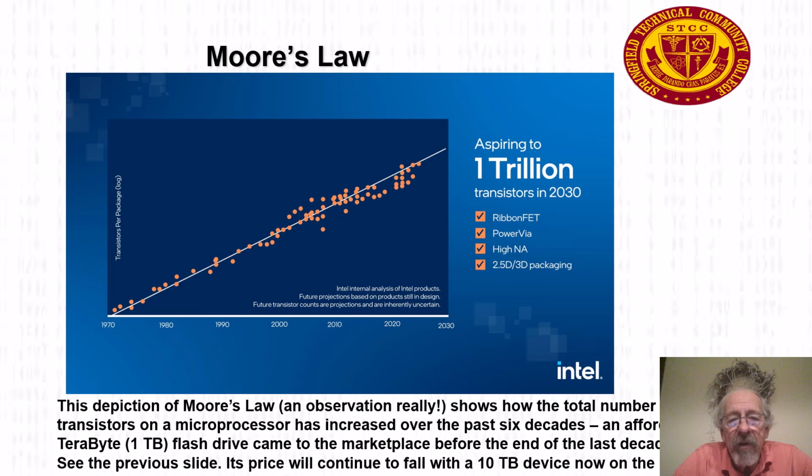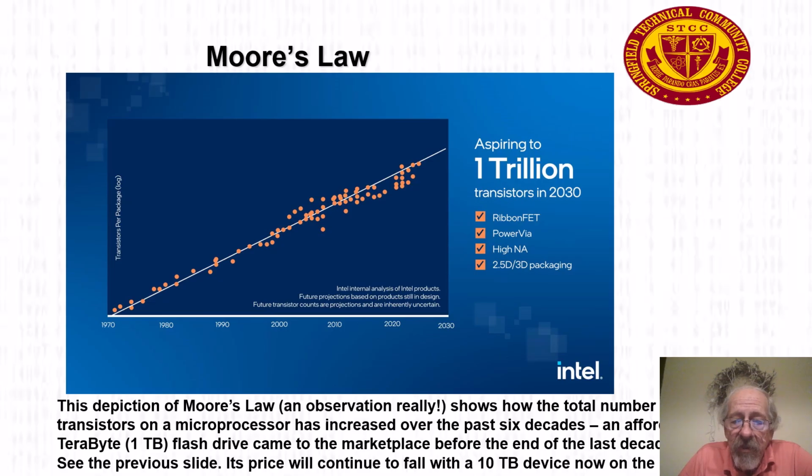Now, here's another slide called Moore's Law. This depiction of Moore's Law, which is an observation, really shows how the total number of transistors on a microprocessor has increased over the past 6 decades. An affordable 1 terabyte flash drive came to the marketplace before the end of the last decade, in the 2020s. See the previous slide. Its price will continue to fall with a 10 terabyte device now on the horizon.